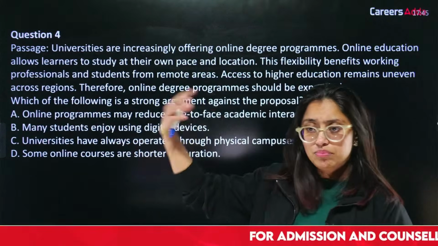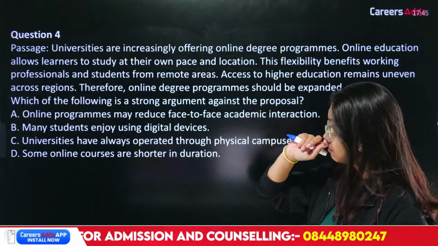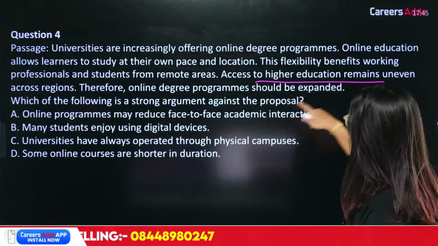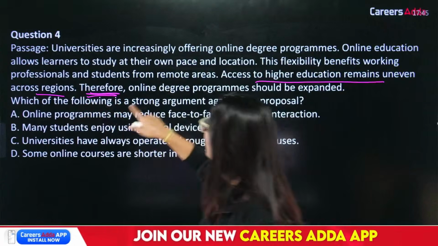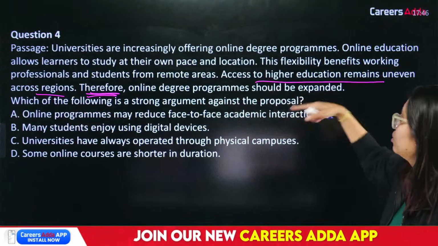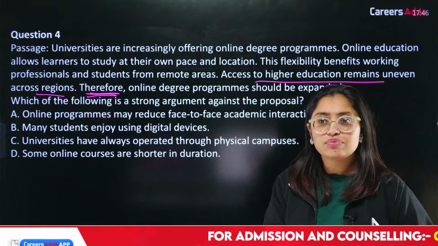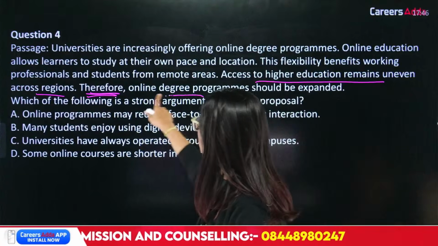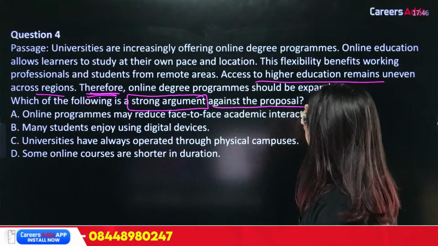Access to higher education remains uneven across regions. So now, after telling about 2 advantages, they have told me information. Access to higher education remains uneven, right? Therefore, online degree programs should be expanded. Cool. So this is something that they want me to know. Okay. So what do they want? They want a strong argument. They want it against the proposal.